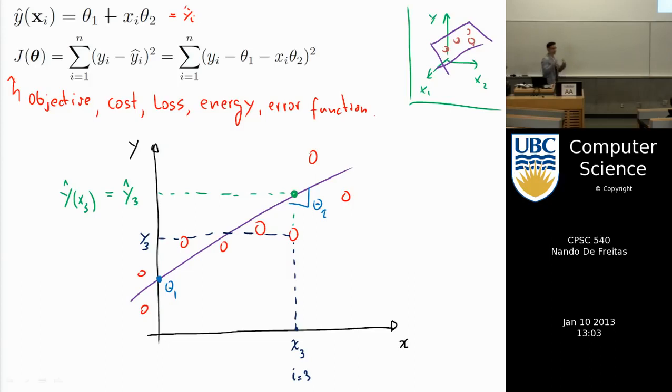Okay. And as you go to higher dimensions, we can no longer draw it, but the equation that we have still has a name, and it's the equation of a plane. And in high dimensions, we just call it a hyperplane.